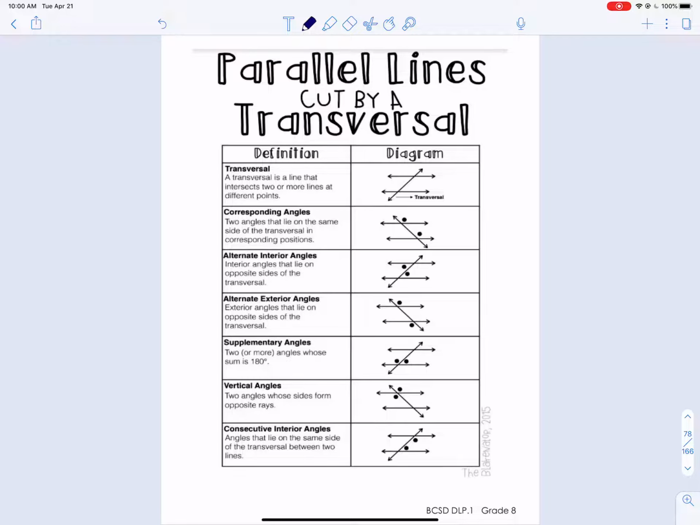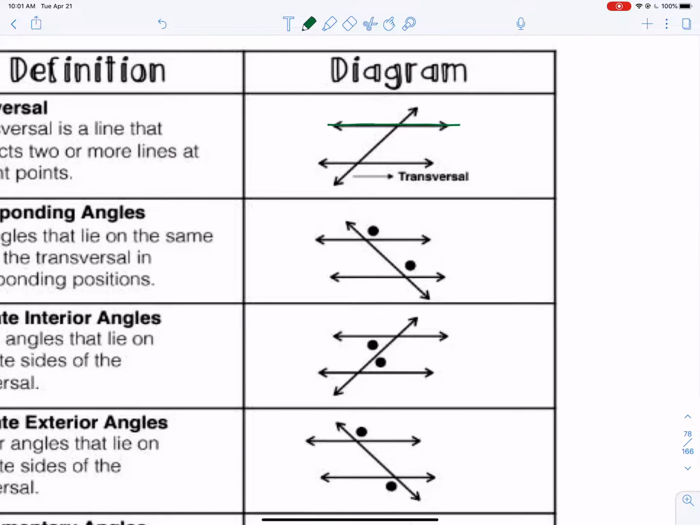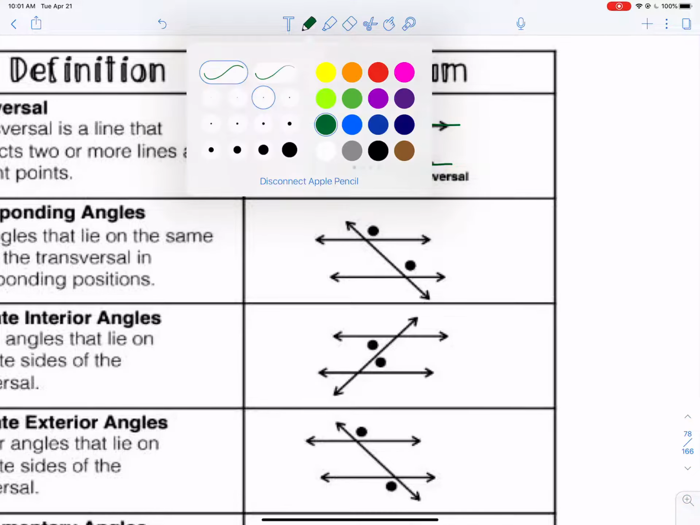So this is just showing different types of angle relationships. So the idea is we have two parallel lines, and you can see that these two lines are parallel, okay? And then if we draw any line across those two, it's called a transversal. So it can be any way we want. It could be like this, it could be like this, it could be at any angle. It's called a transversal.